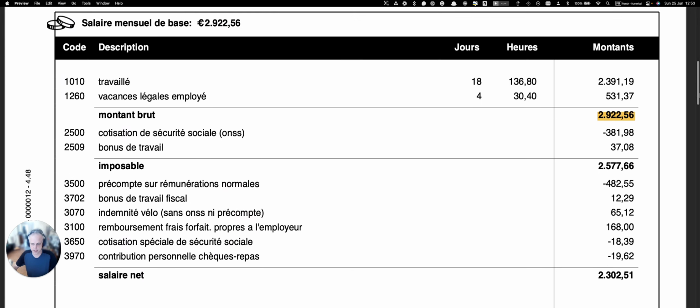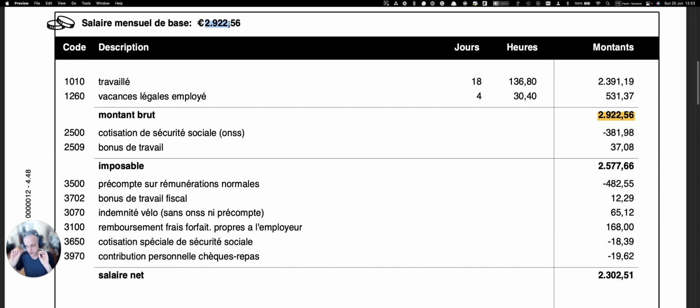Next. Now we are getting to the main part of the presentation. So at the top here you can see 2,922.56. This is the theoretical monthly gross salary.